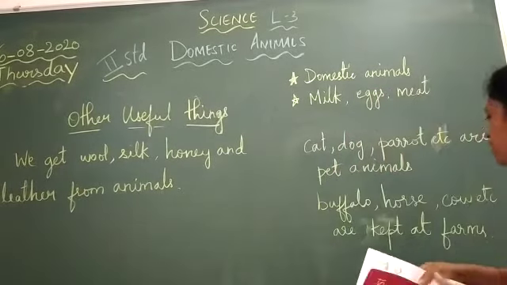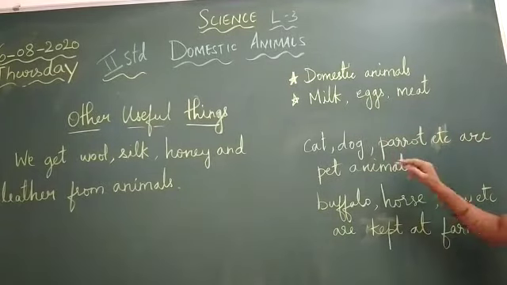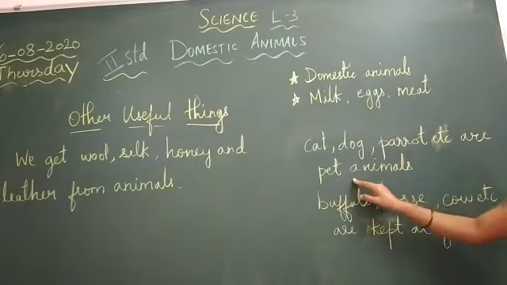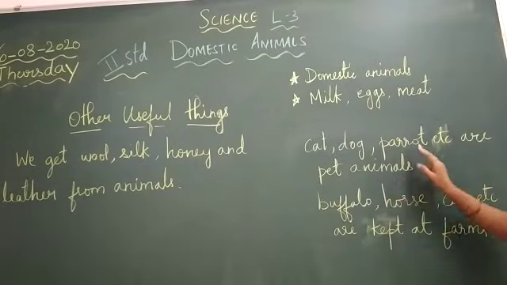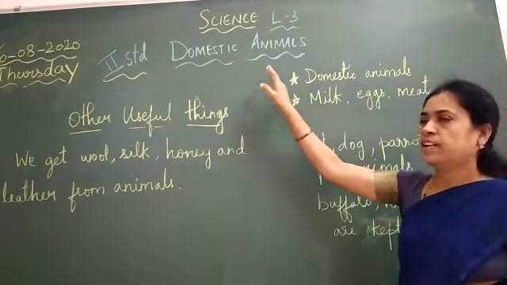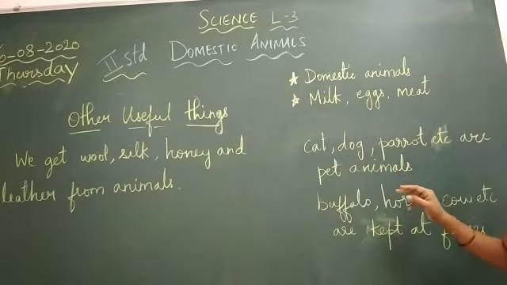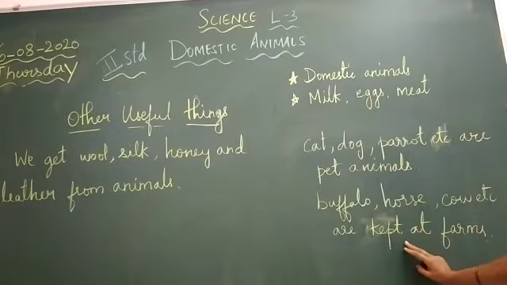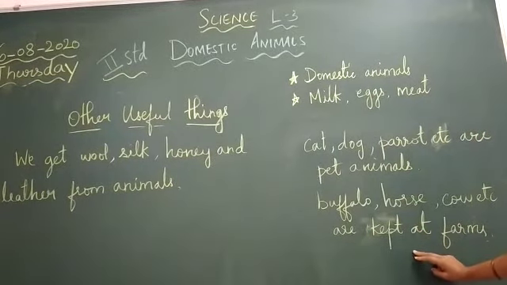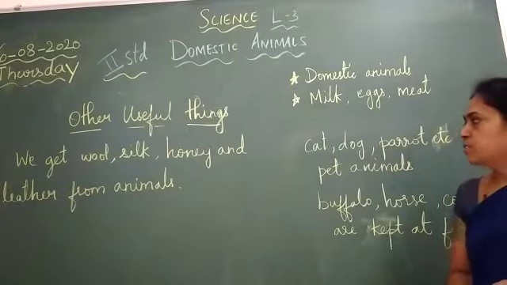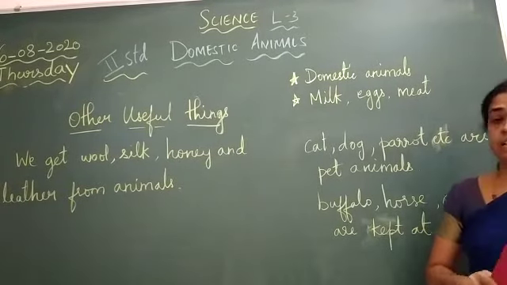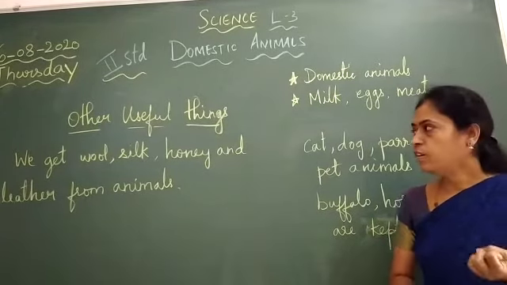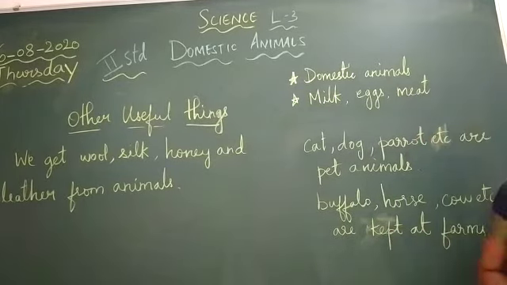So these animals like cat, dog, parrot, etc. are called pet animals. These animals are called domestic animals, isn't it? I want to revise what we have learned in the previous class. And also children, these animals give us food and many other useful things for us.